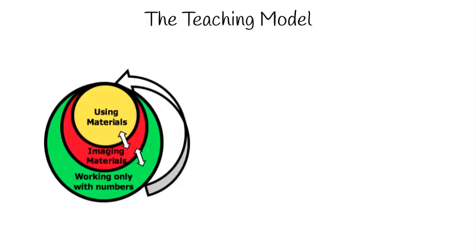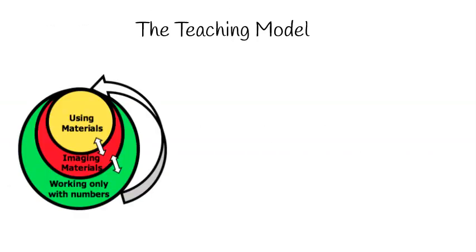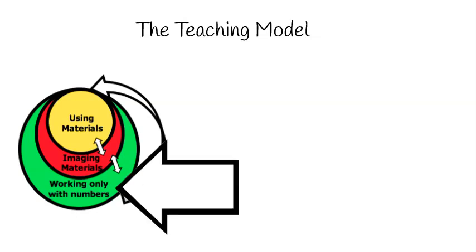To move the pupils away from the materials, the screening or imaging phase could then be introduced. Lay something over the top of the materials so they're no longer visible, which encourages the pupils to visualize what's there, and ask them to talk through how they're going to solve the problem. If needed, the materials can be revealed to check. Finally, the pupils should be able to solve these problems mentally without needing to write anything down.